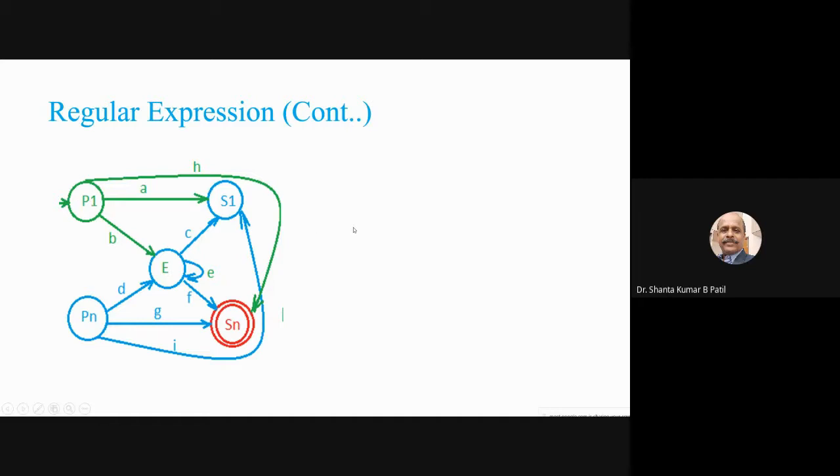The first transition is P1 S1, which is equal to A. The transition is on symbol A. The second transition in this figure is P1 E S1, which is equal to B E star C. So this is the string in between P1 and S1: B, E star, and C.